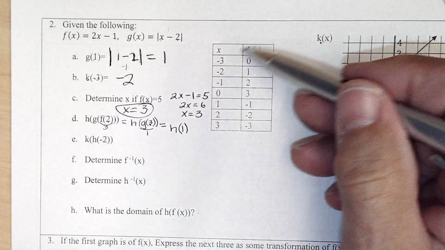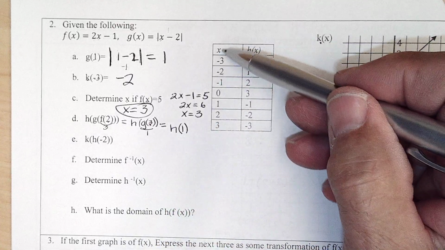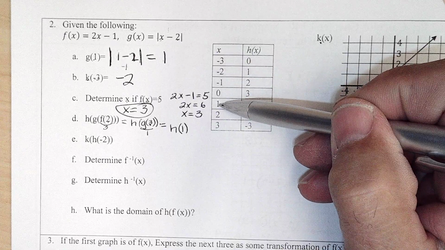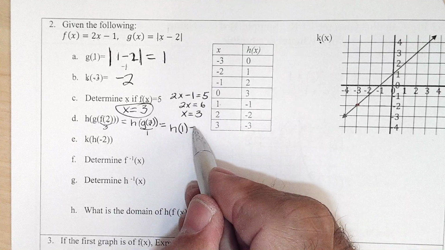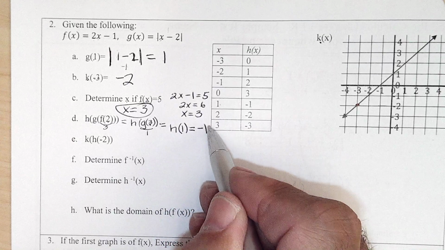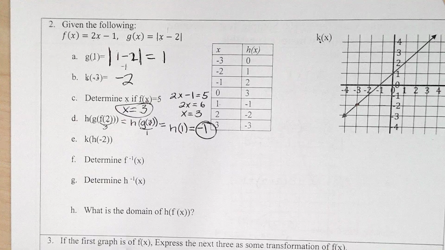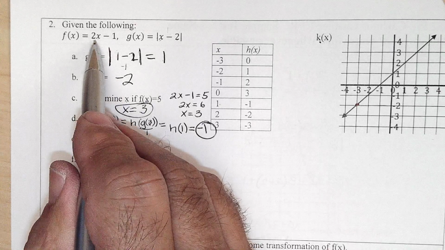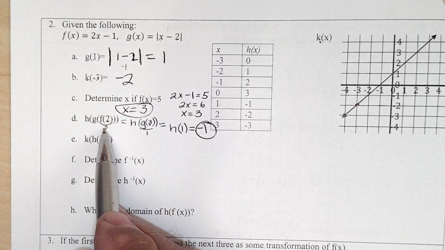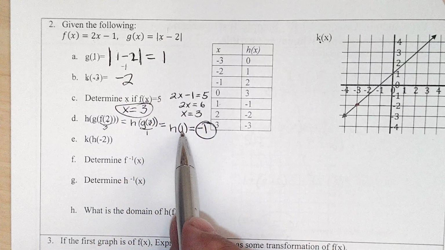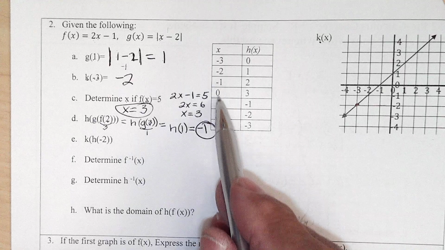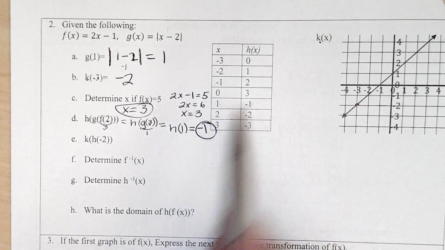Here's a picture of h. When x is 1, h of 1 is negative 1. So there's my answer. I put 2 into f, got an answer. Put that answer into g, got an answer. Put that answer into h, and got an answer.